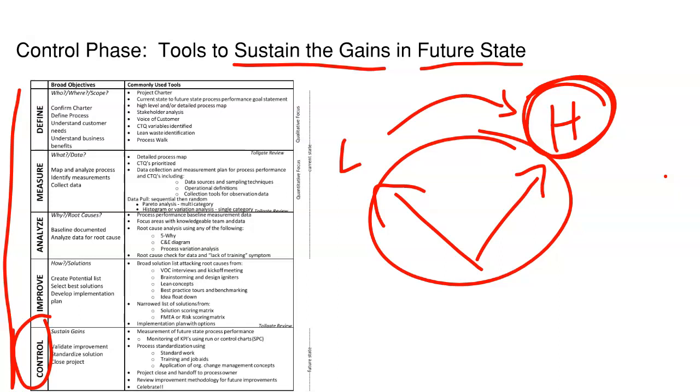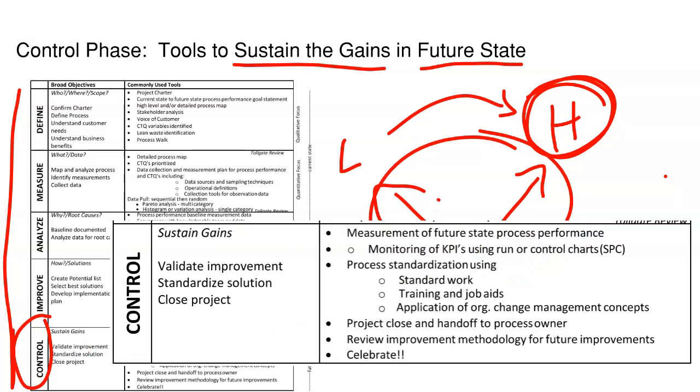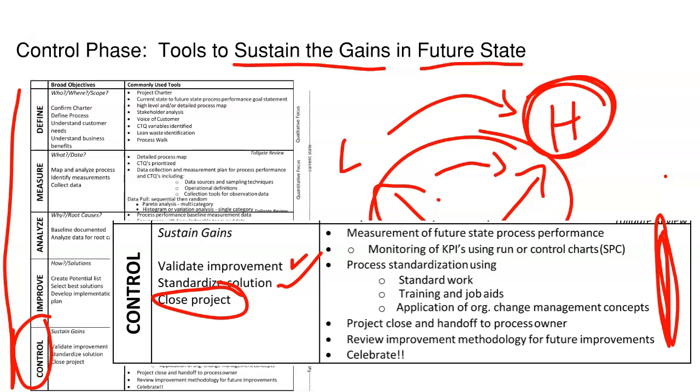Let me zoom in a little bit here so that we can see those tools a little bit better. The specific tools are pretty straightforward. We're going to make sure that the needle has indeed moved to its new higher position by validating the improvement. Once we've seen that the future state is a new, better way of doing things, we'll standardize that approach, and then we need to close this project down. And there are some specific tools that we'll be taking a look at to help us with those three major activities to sustain the gains. But sometimes I like to remind my team where we've come from.